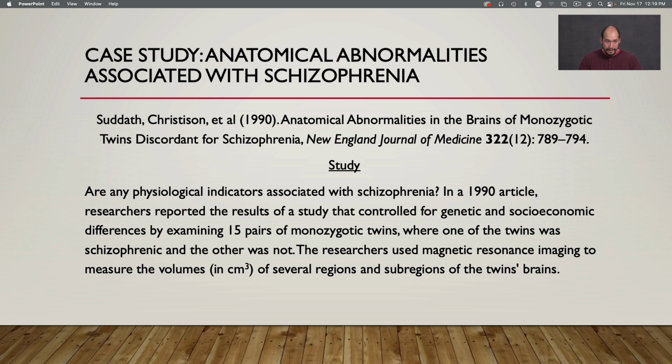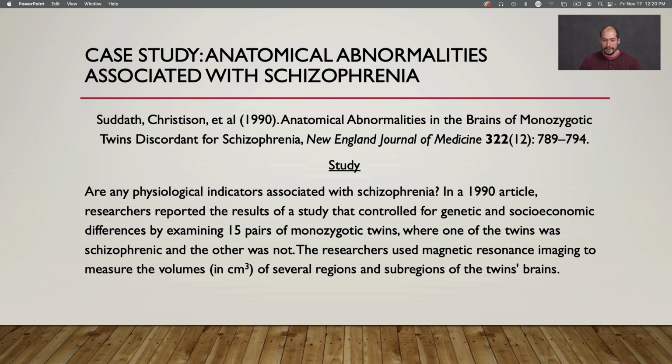Okay. Here's another study, and the researchers in this study wanted to know if there are anatomical differences, specifically brain size differences between schizophrenic individuals and non-schizophrenic individuals. So, are there physiological indicators that indicate schizophrenia? And this could be used by doctors as a detection or a possible clue that someone could be schizophrenic or not.